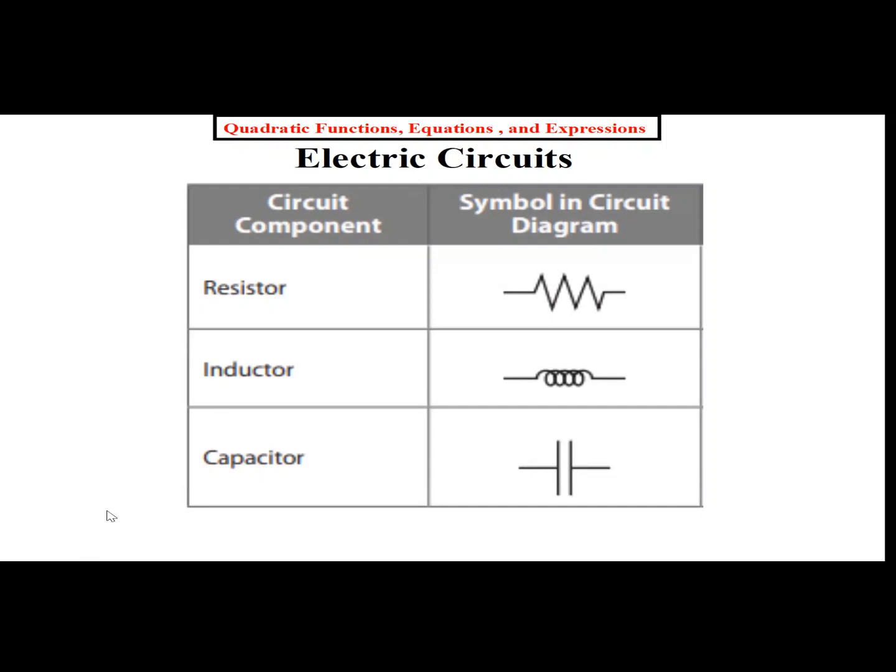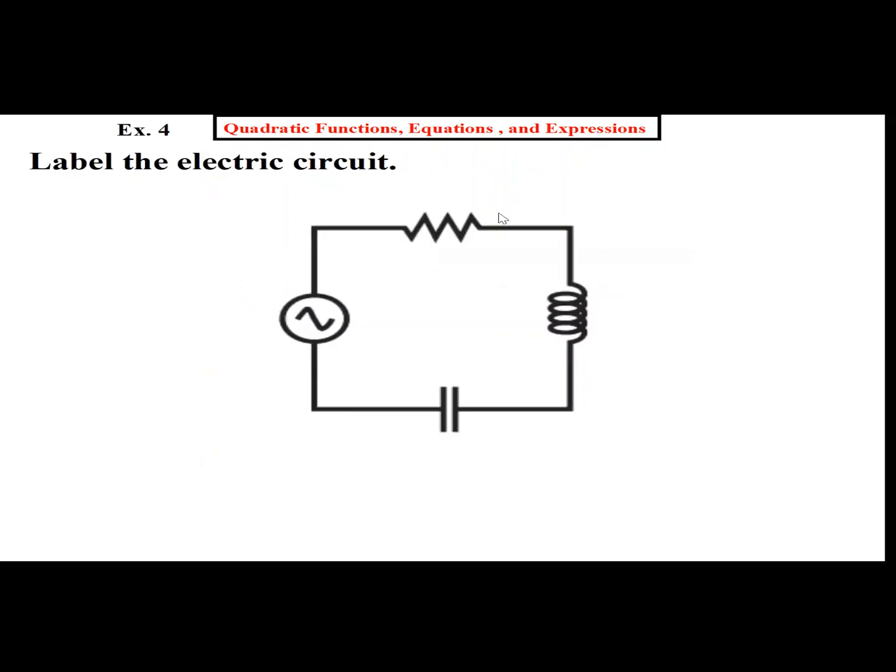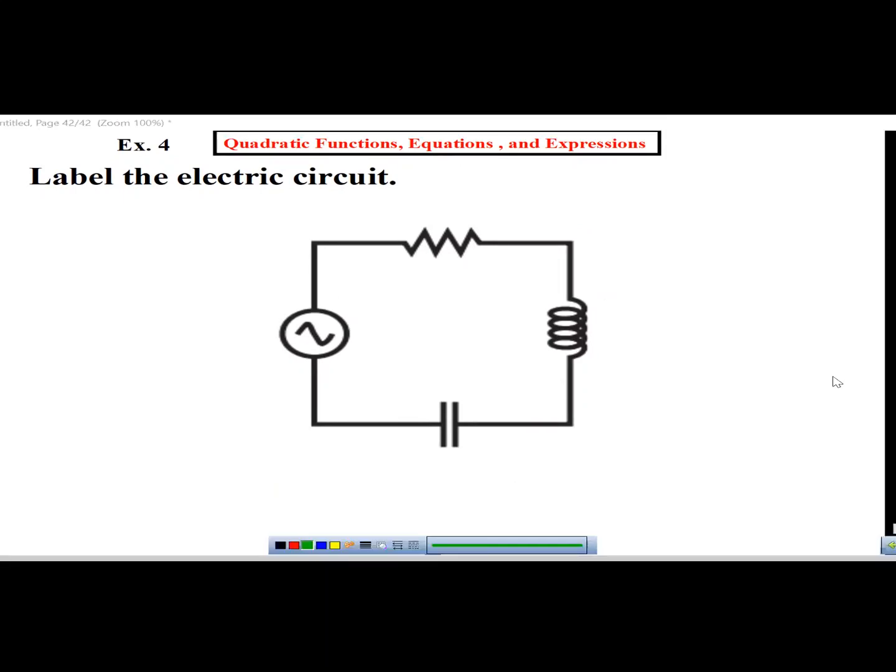Now, I'm going to give you the basic circuit, and we're going to label it. Ready? Here we go. Once again, we have resistor, inductor, and capacitor. Copy this, please. Example 4. Label the electronic circuit. Copy this diagram. It looks like a square. On the left side has a little circle with a symbol. On the top, it has a zigzag. On the right, it has a twirly thingy. And at the bottom, it has the two parallel lines stopping it right there. And this is a basic diagram for a circuit.